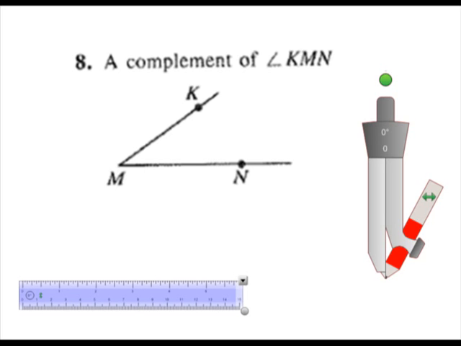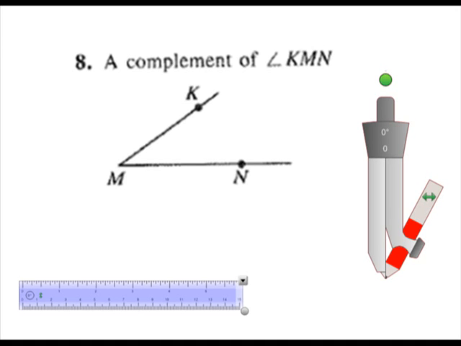Hello everyone, and now we're going to look at number 8. Now this is formatted slightly different than the other questions. It's asking for you to construct a complement of angle KMN. But if you remember what complementary angles are, it's just a pair of angles that make a 90-degree angle.